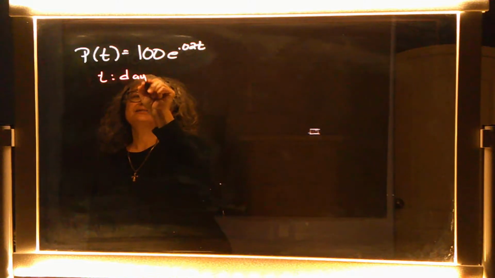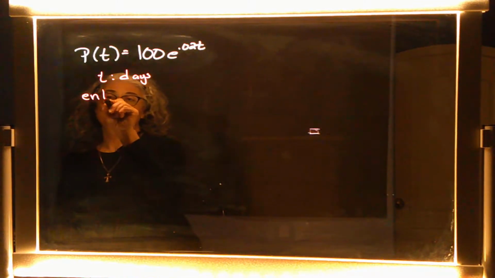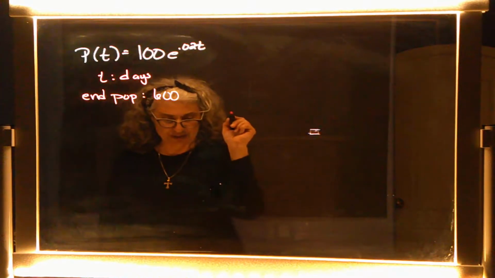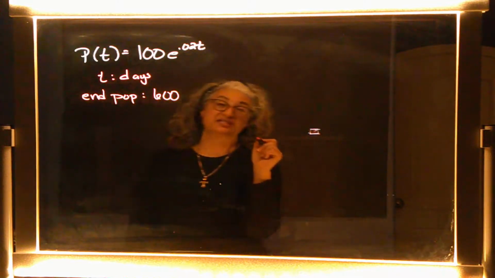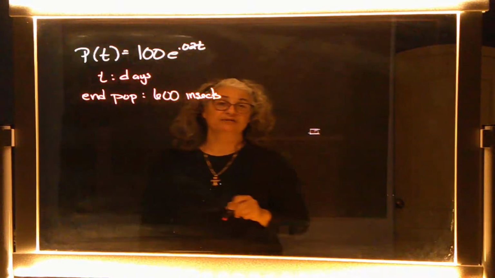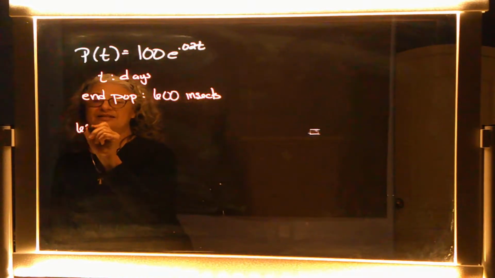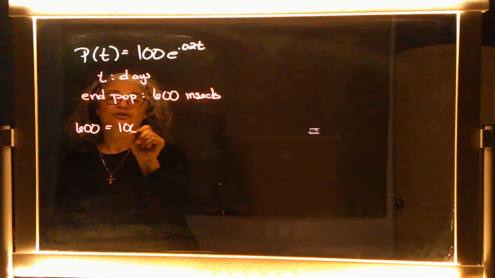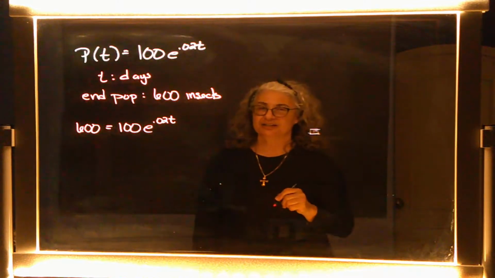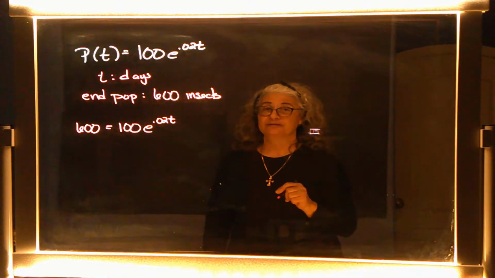T is in days. And they give us the ending population we decided. And that was 600. We're dealing with mosquitoes? Nope. Just an insect population, whatever that means. Okay, so how are we going to set it up? Good. We're going to write 600 equals 100 times e to the 0.02t. Right? Loving it. All right, then what?